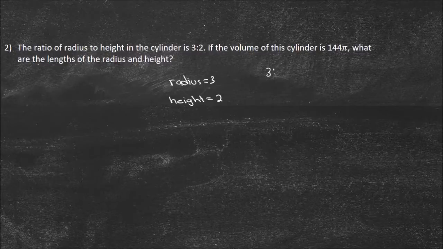That ratio of 3 to 2 is equivalent to the ratio of 6 to 4, which is equivalent to the ratio of 9 to 6. What I'm doing there is multiplying first by 1, then by 2, then by 3, but the ratios are always equivalent.